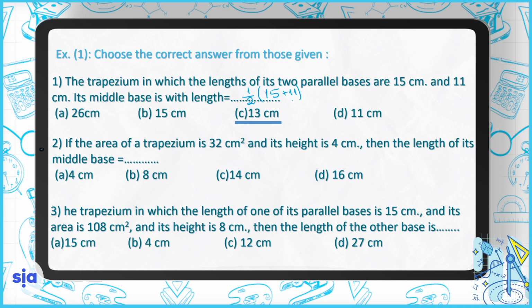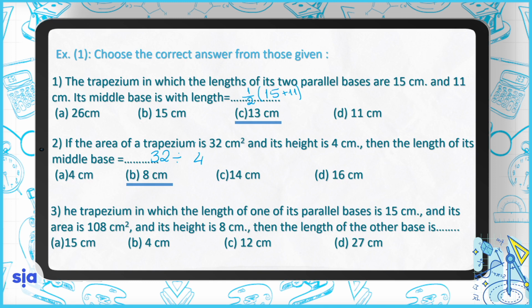Question 2. If the area of a trapezium is 32 centimeters squared and its height is 4 centimeters long, then what is the length of the middle base? We know that the middle base equals the area of the trapezium divided by the height. So the middle base is the area of the trapezium, which is 32, divided by the height, which is 4. So for question 2, the answer is 8 centimeters, which is the length of the middle base.